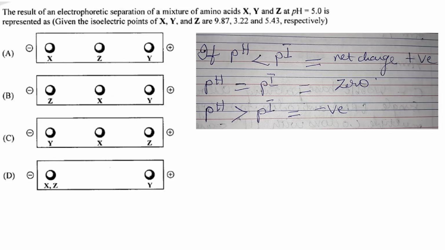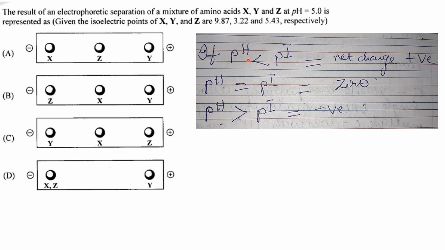Then next one. The result of electrophoretic separation of a mixture of amino acids X, Y, Z at pH 5 is represented as. So at pH 5, they have mentioned the X, Y, Z separation. Then given the isoelectric point of X, Y, Z. So they have given the isoelectric point also.